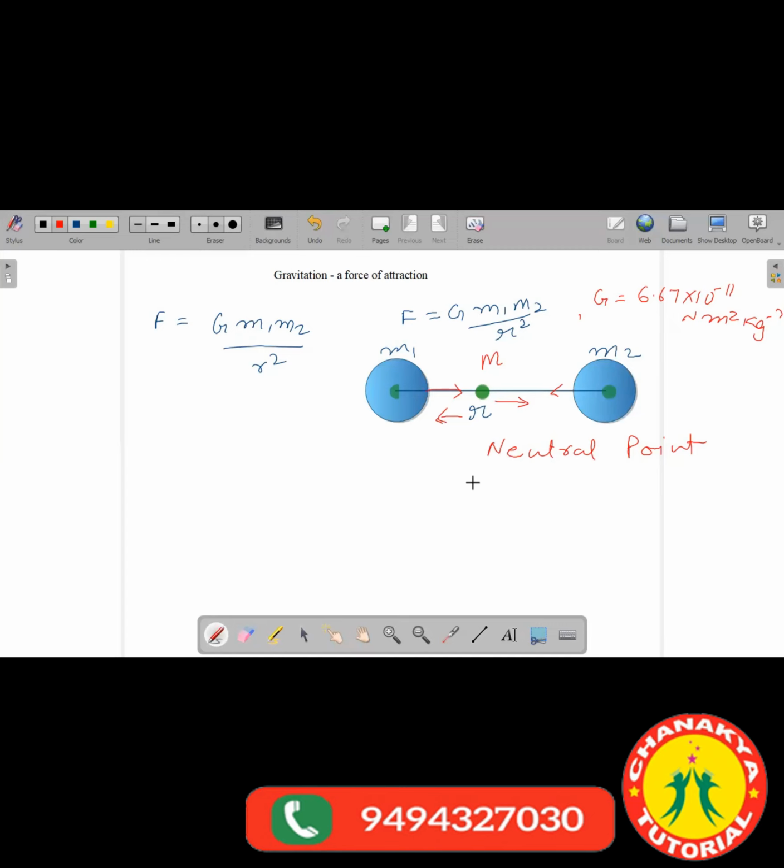Now let's see about acceleration due to gravity. We will also see here the variation of acceleration due to gravity. So let's see acceleration due to gravity.